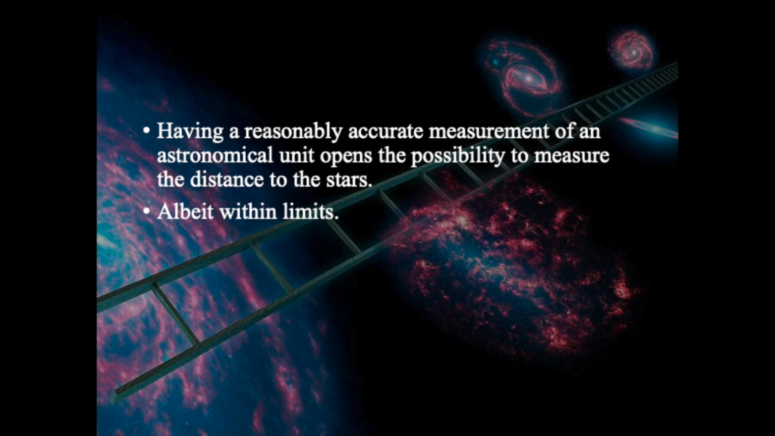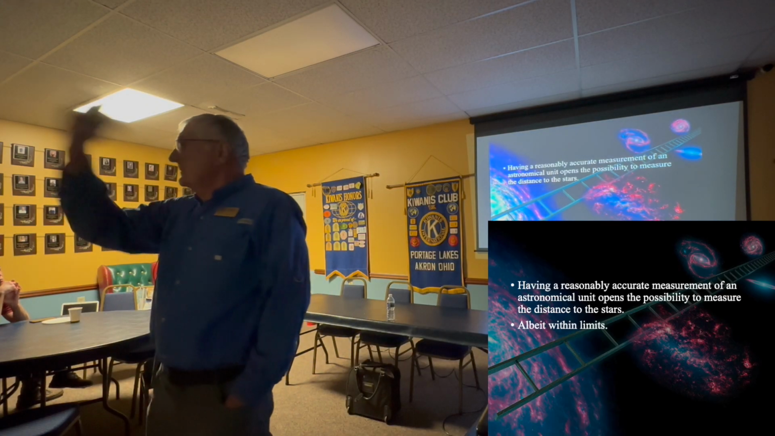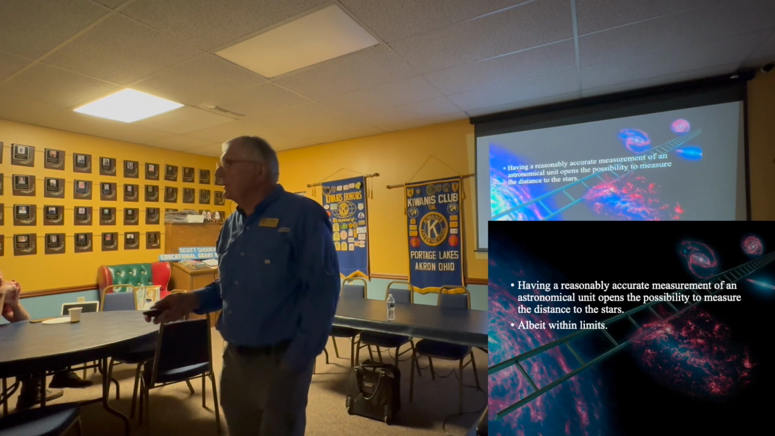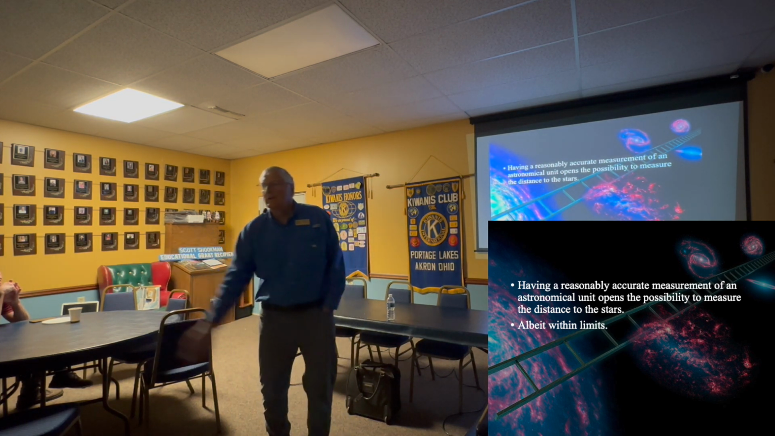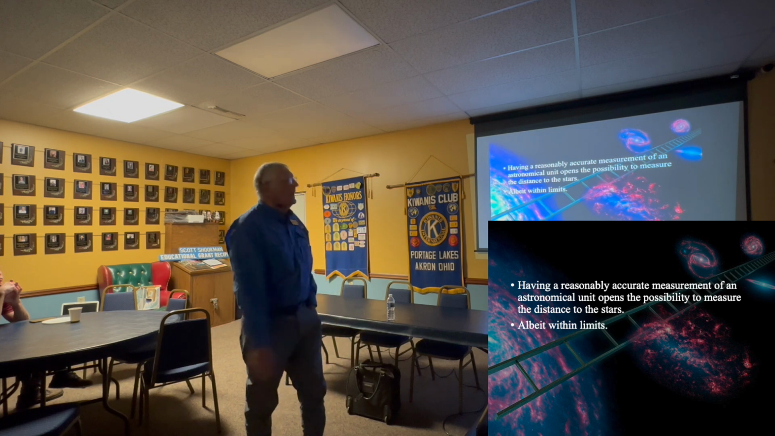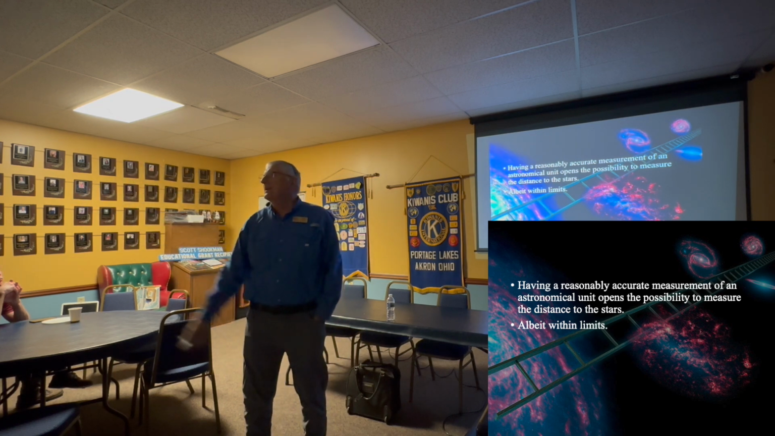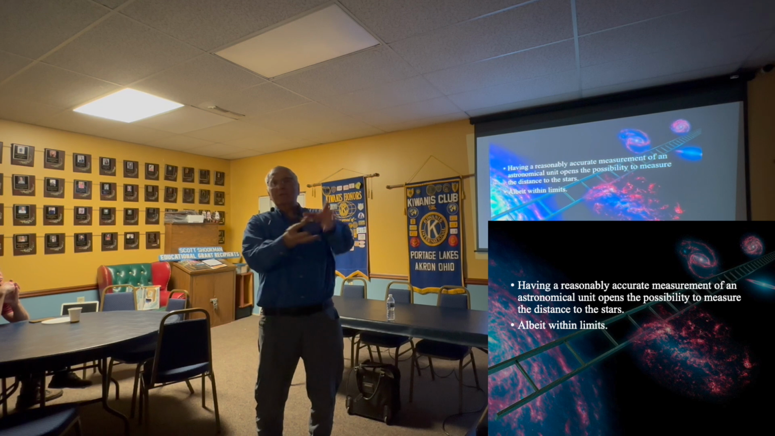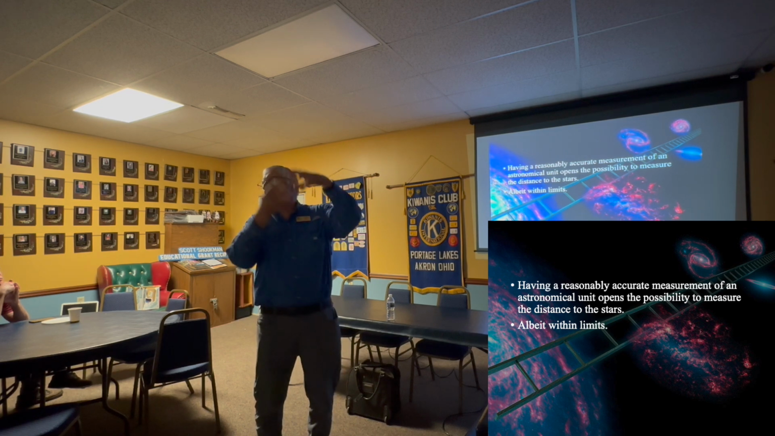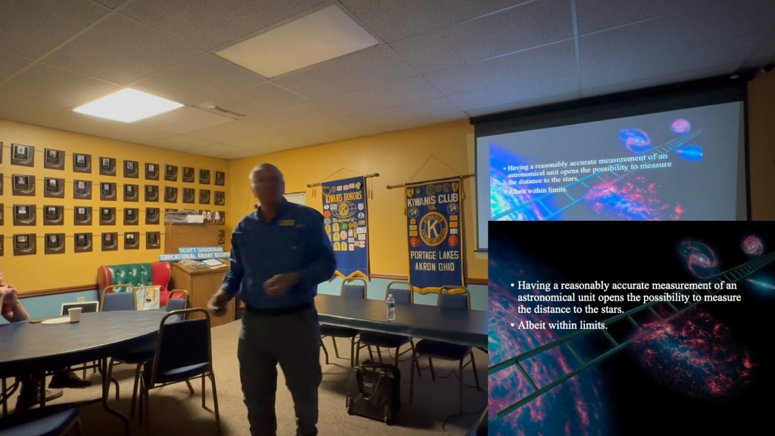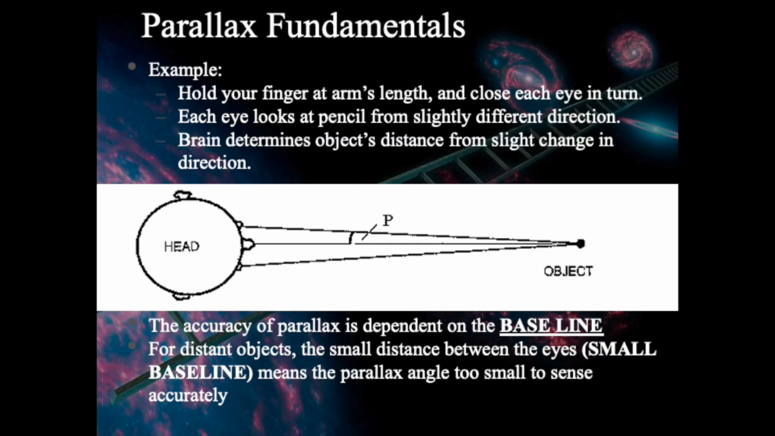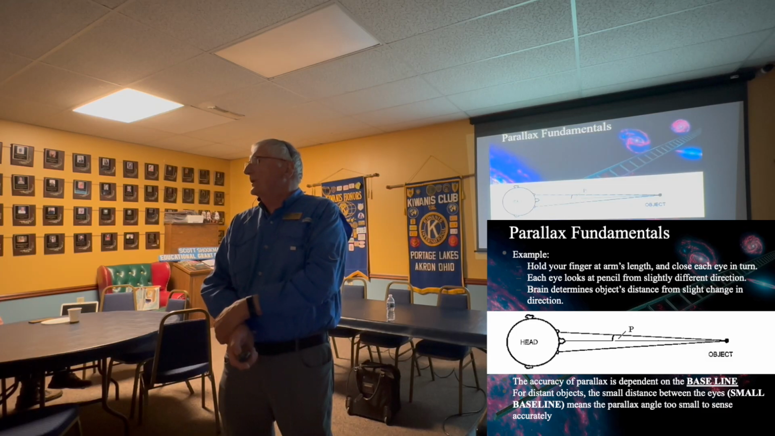So now once we get a reasonable number for the semi-major axis or an astronomical unit, we can start utilizing that to figure out how far the stars are, albeit within limits. Remember, any error you had in measuring the Earth's circumference gets multiplied, so all these errors get multiplied as you go along. So we're going to talk about parallax. And a lot of you probably are real familiar with parallax.